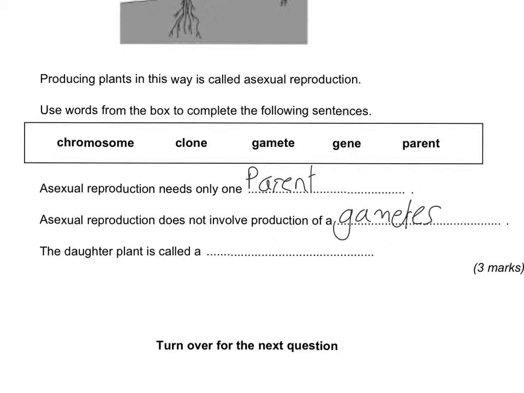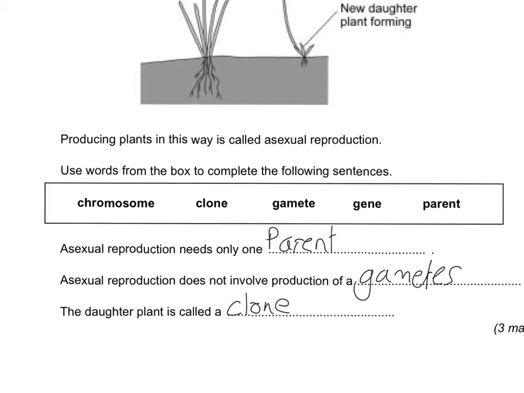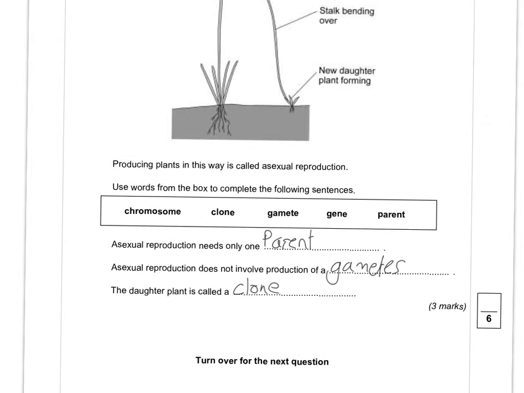And the daughter plant cell is called a clone. The reason for that is because it's genetically the same as the adult plant that was in question, so it's going to be exactly the same as the starting plant.